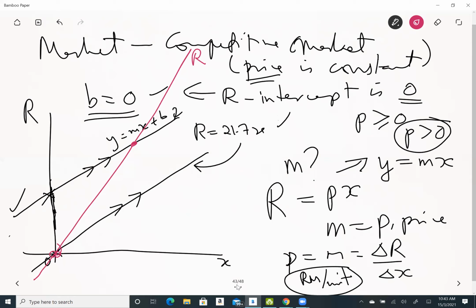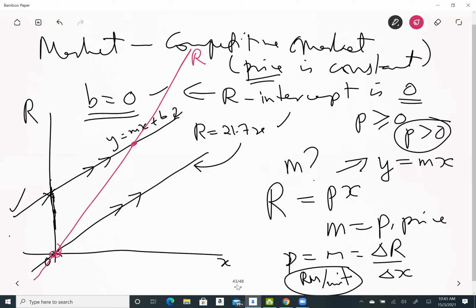So what is the condition here? The slope of the revenue must be what? More steep. The slope of the revenue must be higher than the slope of the cost. That means, it makes sense, the price must be bigger than what? The price must be bigger than the average cost, or average variable cost.